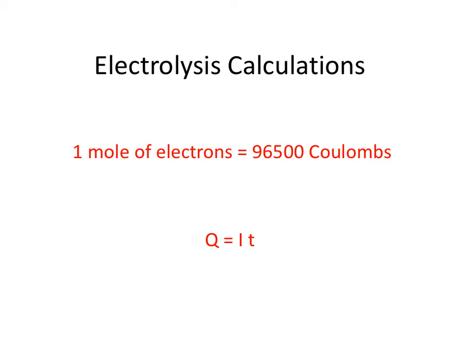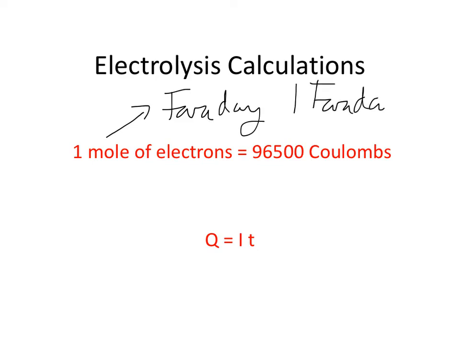96,500 coulombs of charge. So those of you who do physics will be fairly used to using coulombs, and the mole of electrons is often referred to as a Faraday. So if you see 1 Faraday, that effectively means 1 mole of electrons.